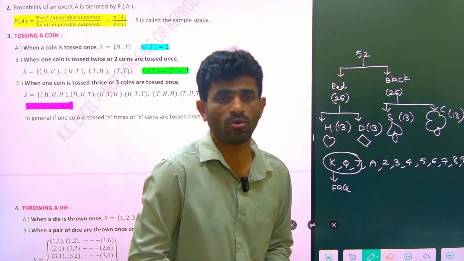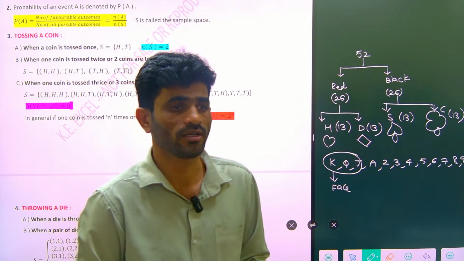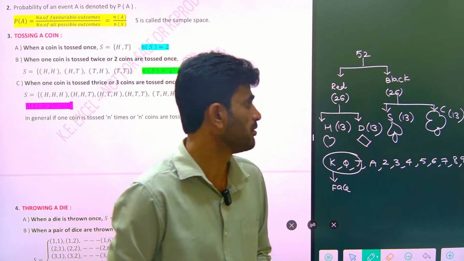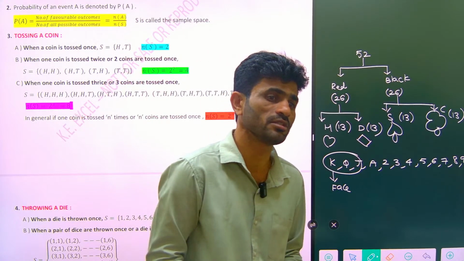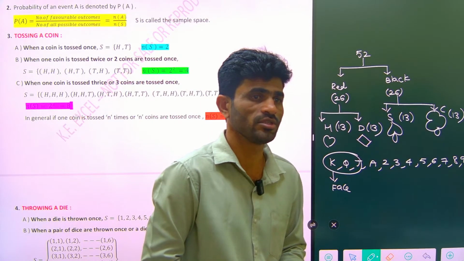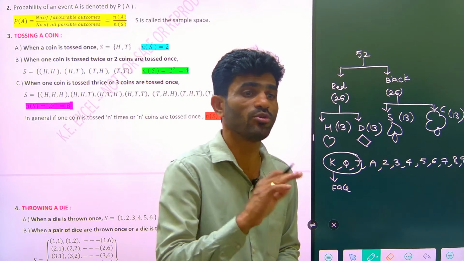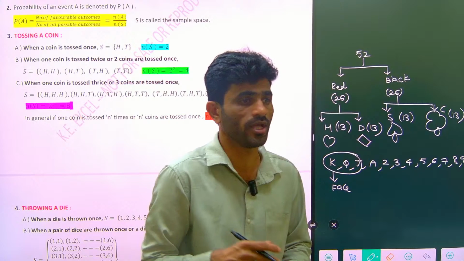Suppose they ask you to find the probability to get a face card of diamonds. 3 are there. In diamonds, there are 3 face cards. 3 by 52, not 13. Total you should take. From the total 52, we take 1.